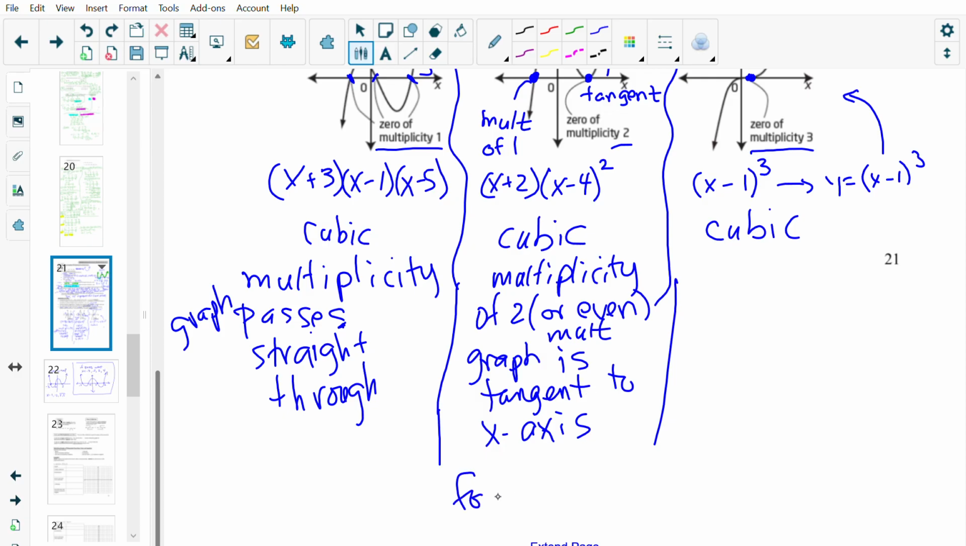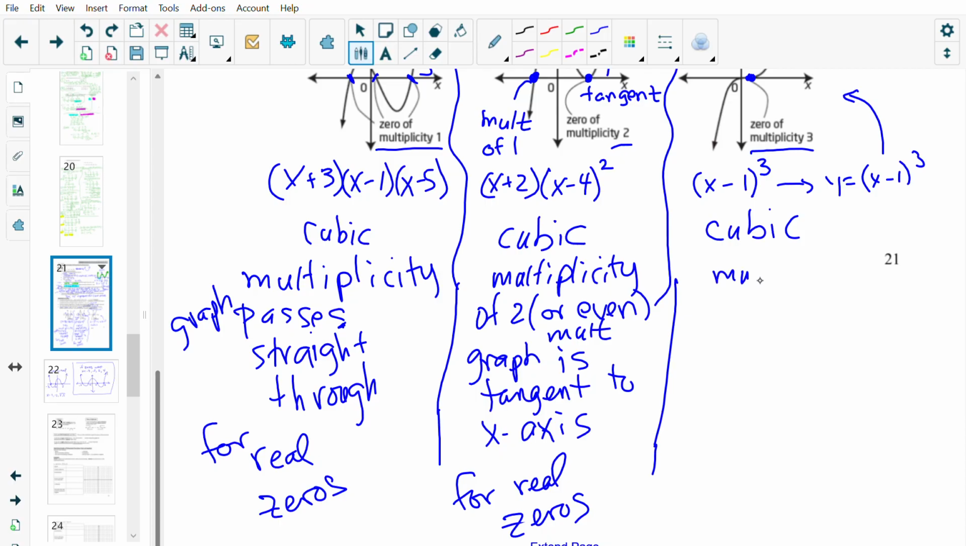And I should mention that these are for real zeros. At the end of the next lesson, we'll go over what happens when we have non-real zeros. So this is also for real zeros. Just to clarify.